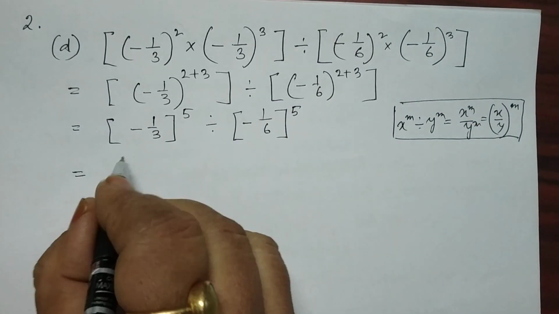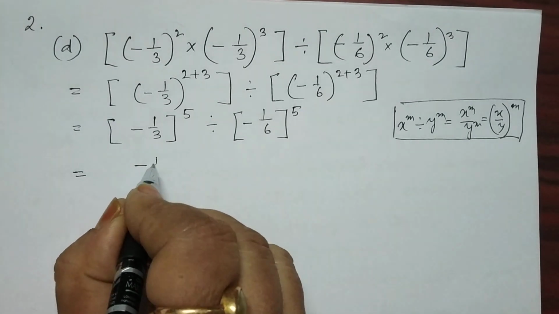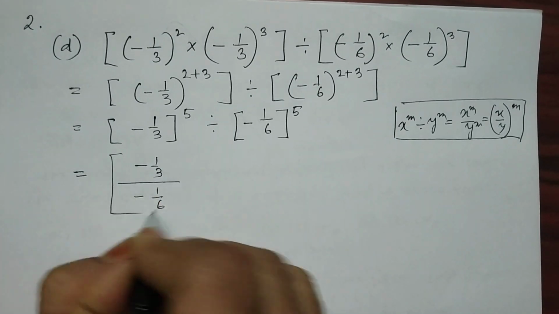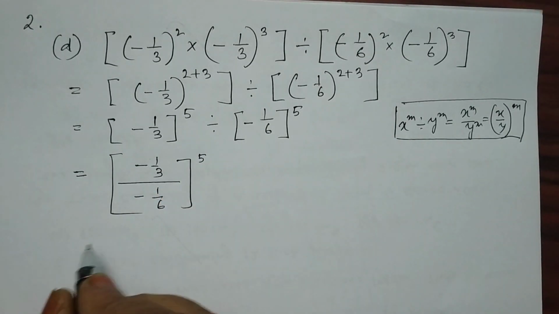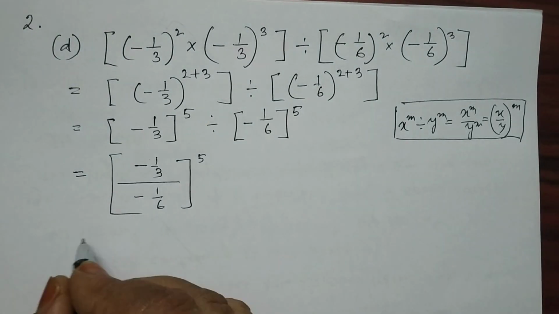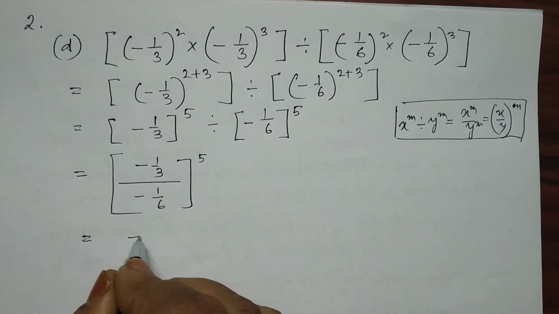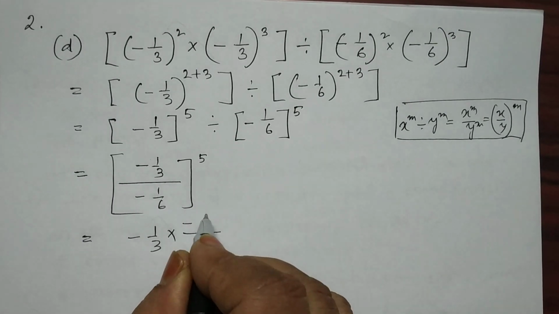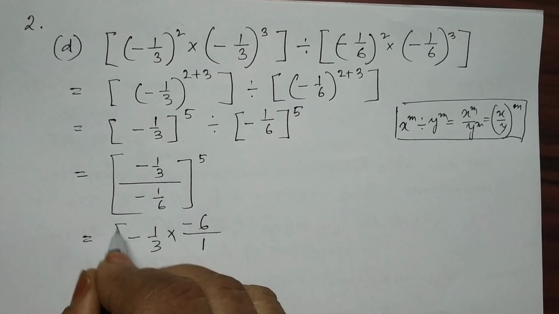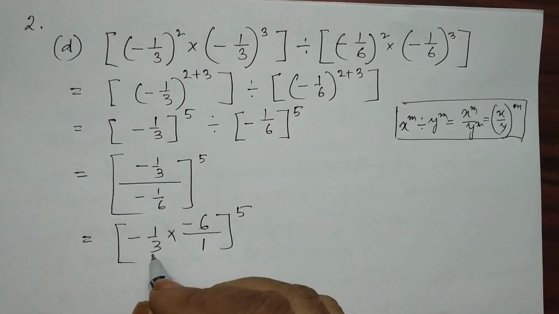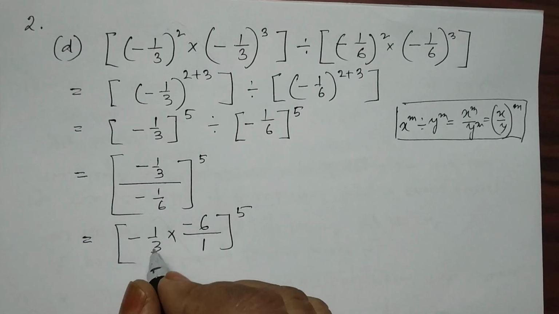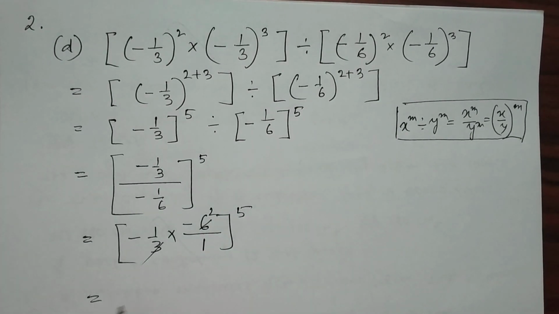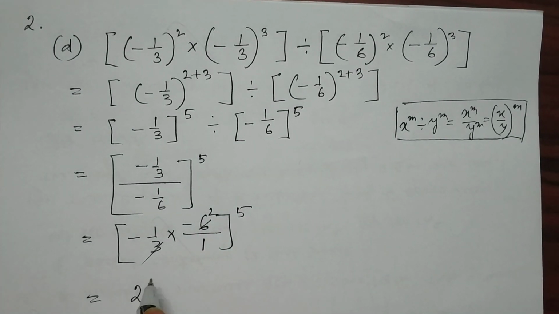That means here (-1/3 divided by -1/6)^5. Now we can simplify this. This one means -1/3, and when we put the multiplication sign, we have to write the reciprocal, -6/1, whole thing to the power 5. Now minus minus plus will come, and 3 if we cancel then it will be 2. That means 2^5.